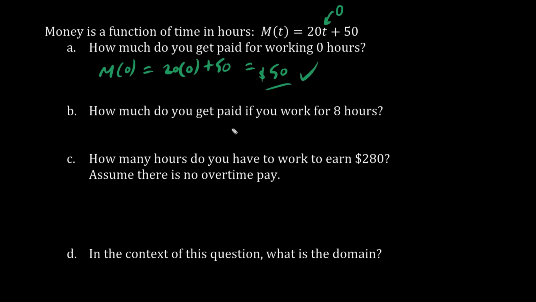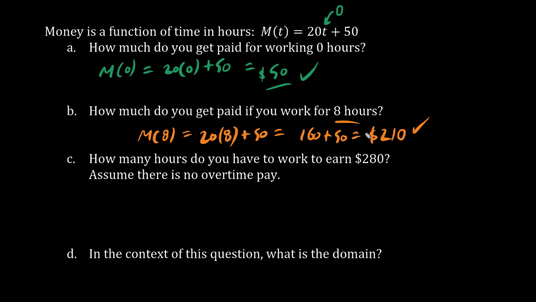How much do you get paid if you work for 8 hours? So the money, if you work for 8 hours, is 20 times 8, time is 8, plus 50. 20 times 8 is 160. Plus 50 is $210.